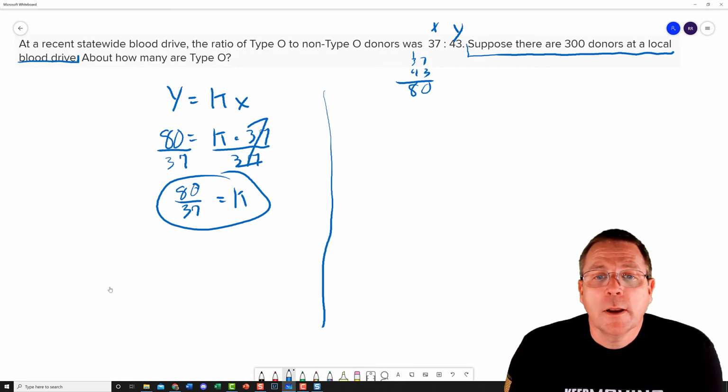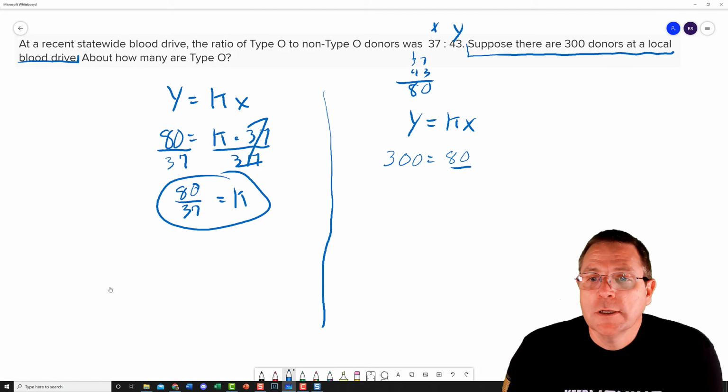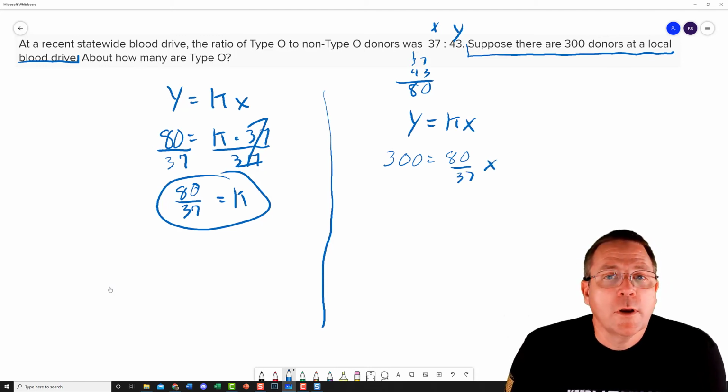Next, we're going to do the direct variation equation again. y is equal to kx, only this time I'm going to set it up so my new total value is going to equal 300. My constant of variation is 80 over 37, and my x value is what we're looking for. How many type O donors were there?